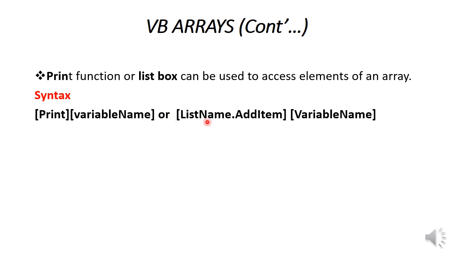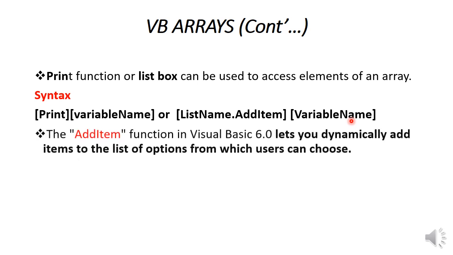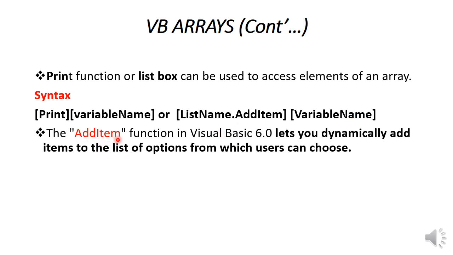Once you want the elements of an array to be displayed into a list box, you will use another function which is called add item. So you can type list name or just a list object dot add item, and here you put the variable whose content will be printed into a list box. So add item is a Visual Basic function used to add the items to the list box.